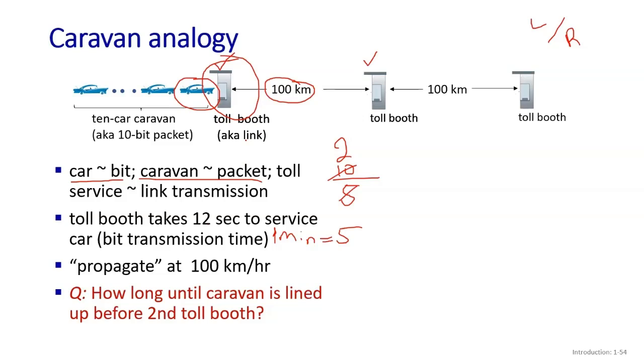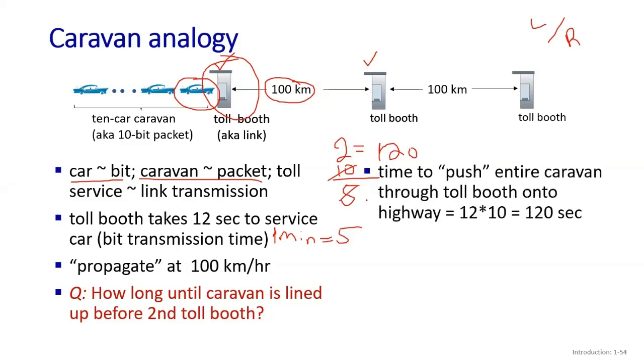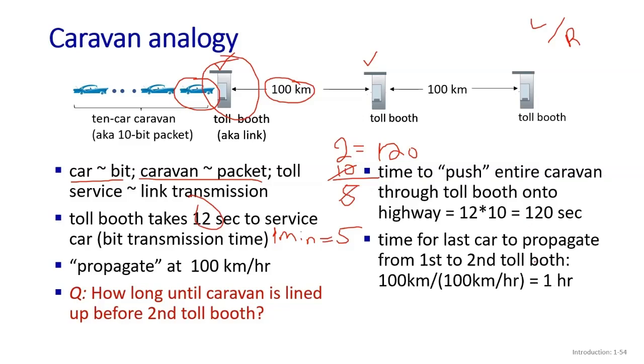It takes 2 minutes, or 120 seconds, for the toll booth to service the caravan. This is analogous to the transmission delay: the time to push the entire caravan through the toll booth onto the highway. You can also find this 120 seconds by multiplying 12 by 10, the number of cars.